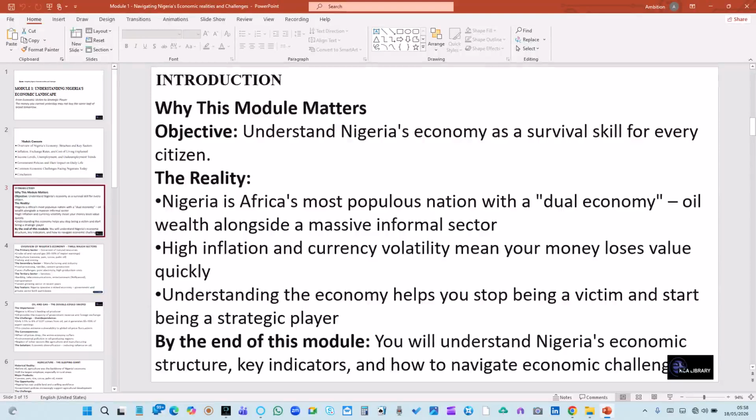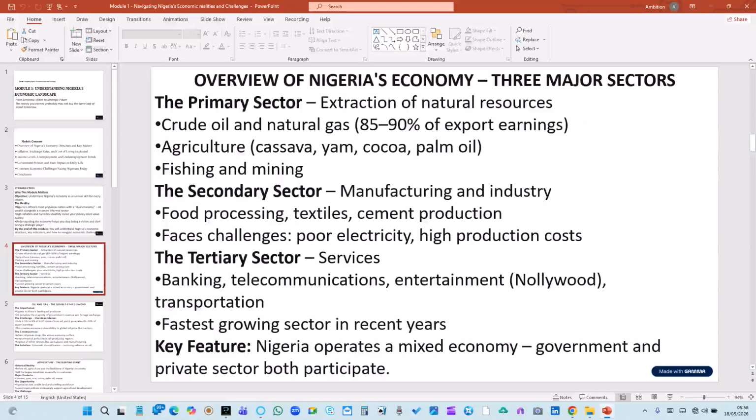By the end of this module, you will understand Nigeria's economic structure, the key indicators, and how to navigate economic challenges. Now let us look at the overview of the Nigerian economy, that is the three major sectors. We have the primary sector, which is extraction of natural resources like crude oil and natural gas, agriculture, as well as fishing and mining.